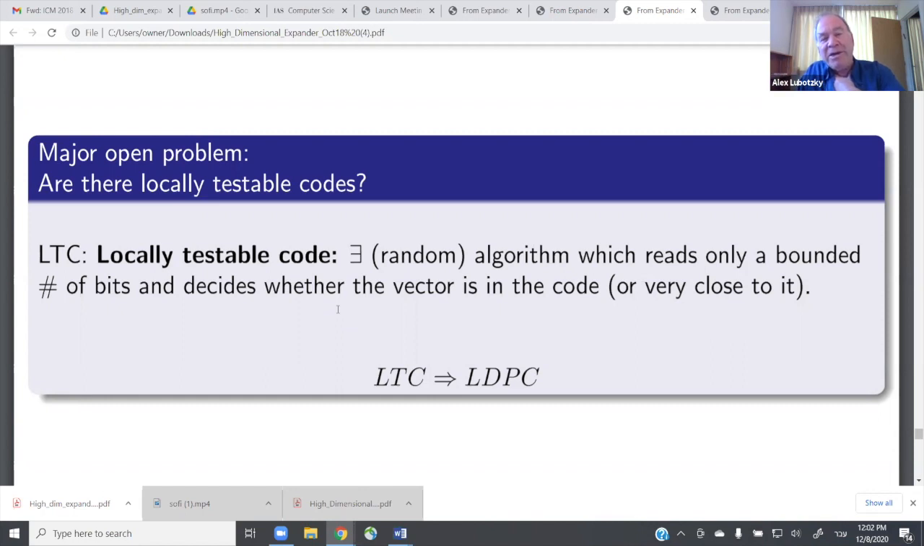Actually, again, making advertisement for my seminar, next month, on the 13th of January, Irit Dinur will give a talk in my seminar on Wednesdays, exactly on this kind of connection between locally testable code, property testing, and various other things.